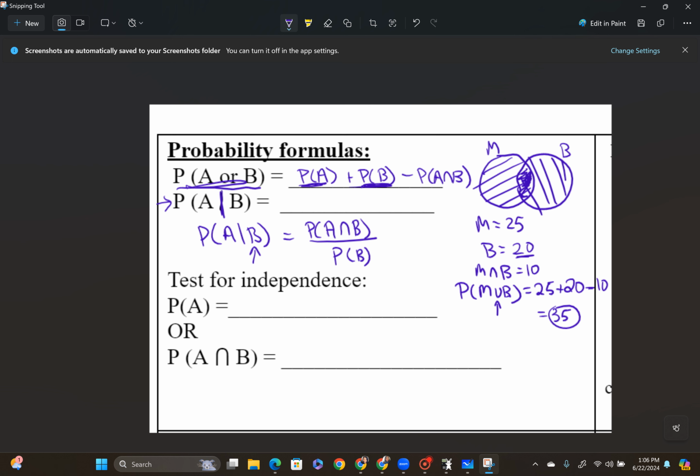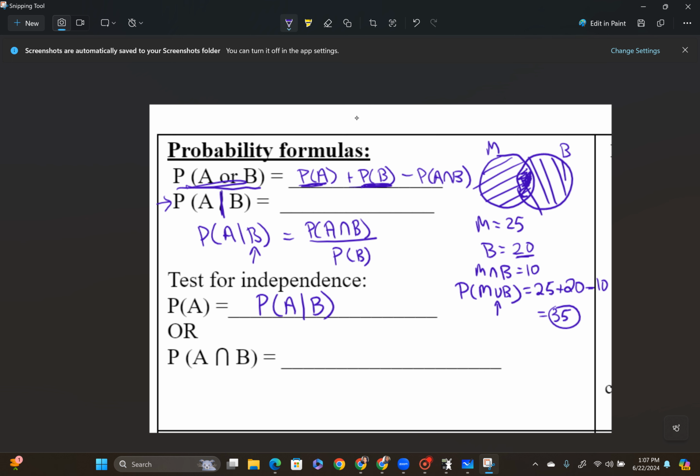Testing for independence. How do we do that? We say the probability for A, no matter what B is, it doesn't matter. The test for independence is that the probability of A is equal to the probability of A given B. Basically, it's saying that B is irrelevant. No matter what happens, A is going to happen in spite of it.